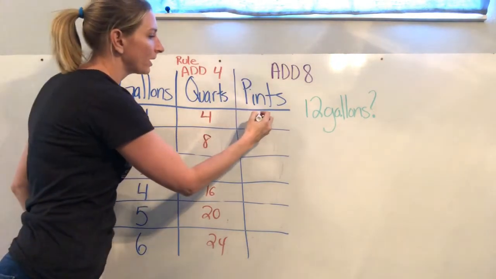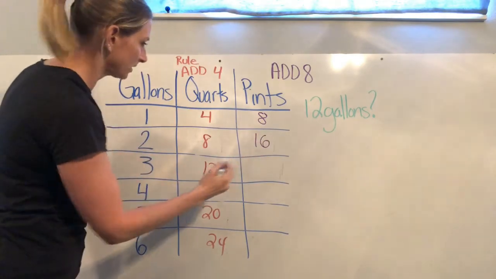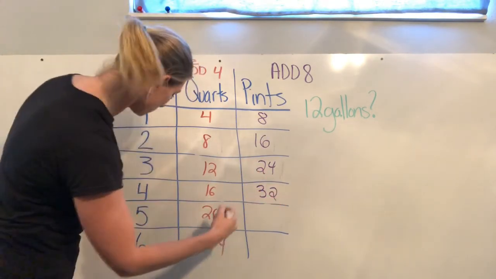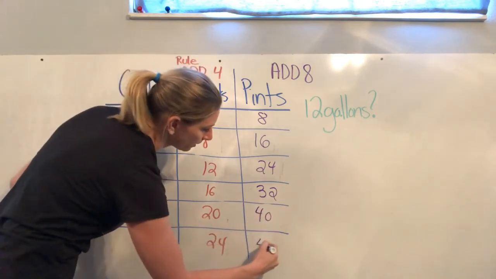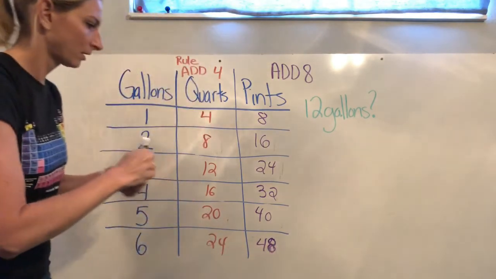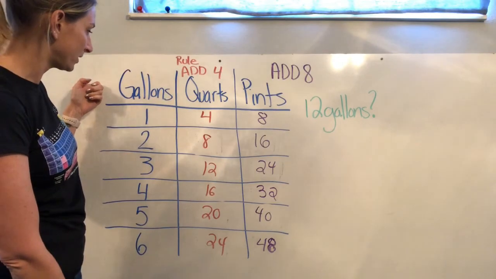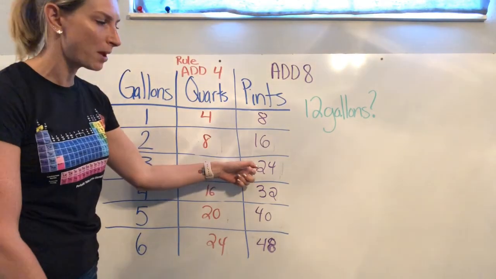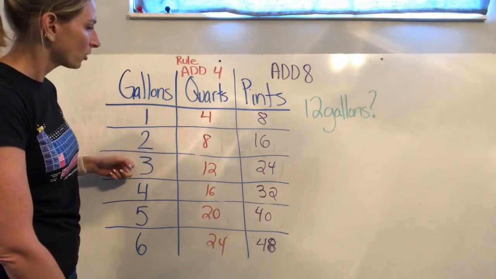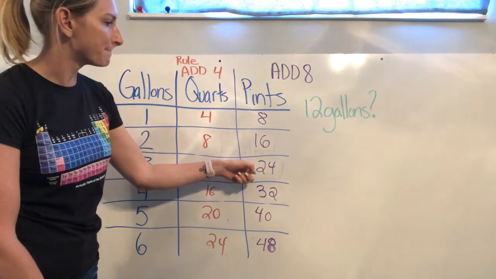I'm actually adding 8. So I'm counting by 8s in the pints column. So I start off with 8 because that's my rule. So I have 8, 16, 24, 32, 40, and 48. Because I'm counting by 8s. So if I were to read this table now, I know there's 3 gallons, which is 24 pints, but I can read completely across. 3 gallons are 12 quarts and 24 pints.